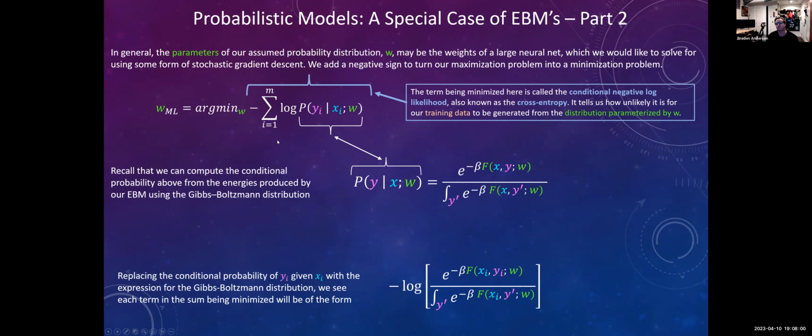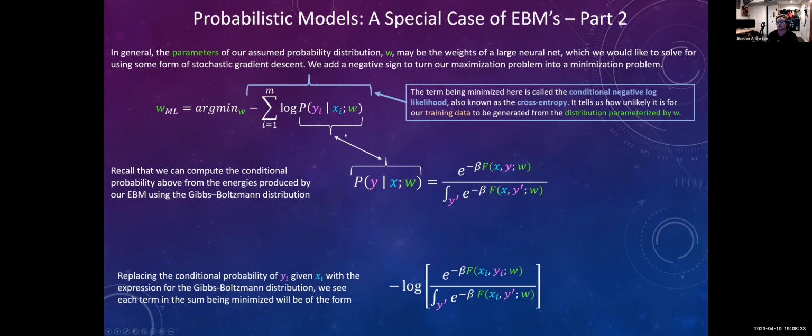And now say, well, okay, remember W is the parameters of a neural network. And I'd really like to train that neural network using some kind of gradient descent. And so why don't I just add a negative sign out front? That'll take my maximization problem, turn it into a minimization problem. And lo and behold, we've arrived at something that should look very familiar, our negative log likelihood loss, also called cross entropy. It was a very familiar loss in probabilistic modeling.